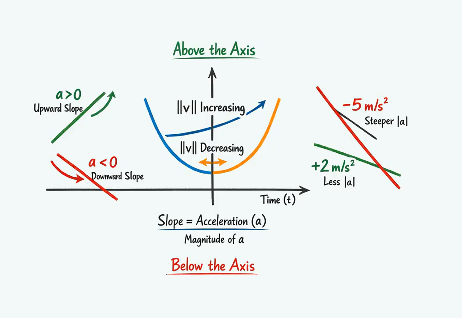On a v-t graph, the slope itself is acceleration with sign. The steepness reflects the absolute value of a. A line sloping down at negative 5 meters per second squared is steeper, hence larger magnitude acceleration, than a line sloping up at plus 2 meters per second squared. Whether that makes the object speed up depends on the sign of v at that moment.